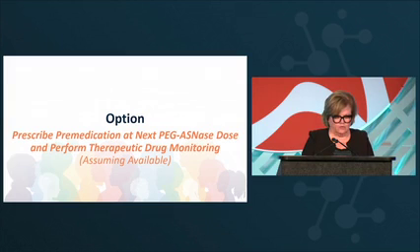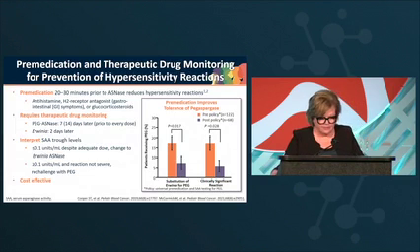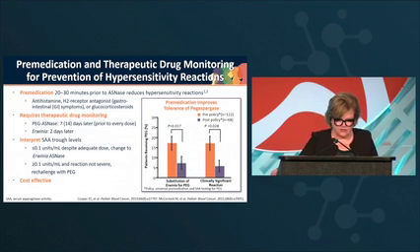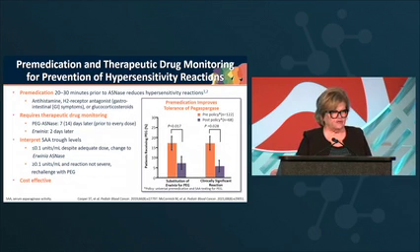So, what's another option? Prescribe pre-medication and drug monitoring, which I've already talked about. What we know is that pre-medication given 20 to 30 minutes before the asparaginase reduces the hypersensitivity. Giving the antihistamines or the glucocorticosteroids is essential. It requires therapeutic drug monitoring. And remember that if their asparaginase is less than 0.1 international units per mL, that's inactivation, and they need to be changed to Erwinia asparaginase.